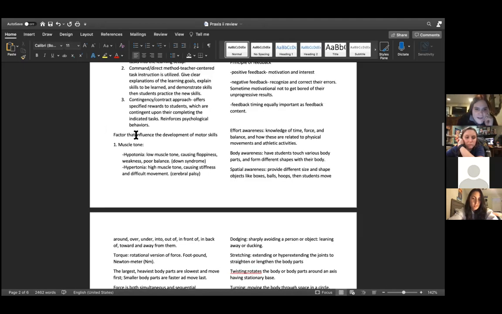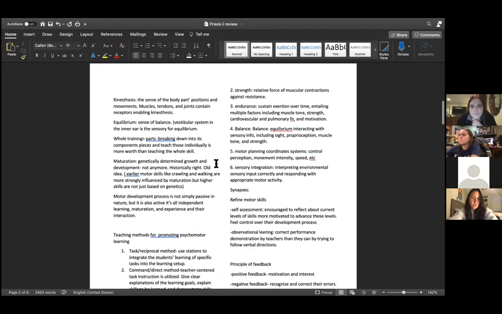Factors that influence the development of motor skills. Muscle tone. Hypotonia, low muscle tone, causing floppiness, weakness, and poor balance, as in Down syndrome. Hypertonia, high muscle tone, causing stiffness and difficulty moving, which is seen in cerebral palsy.